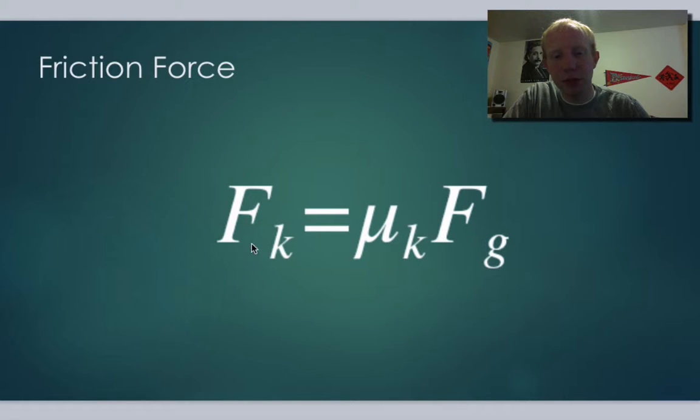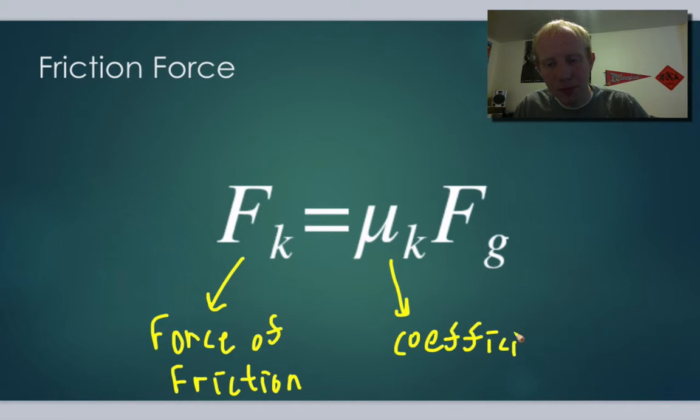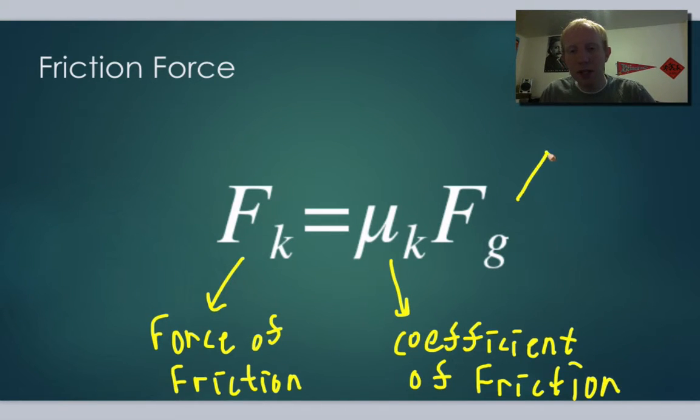The force of friction is equal to the coefficient of friction times the force of gravity. Let me label this for you. This is the force of friction. This is the coefficient of friction that we talked about. And this is the force of gravity, or the object's weight, basically.